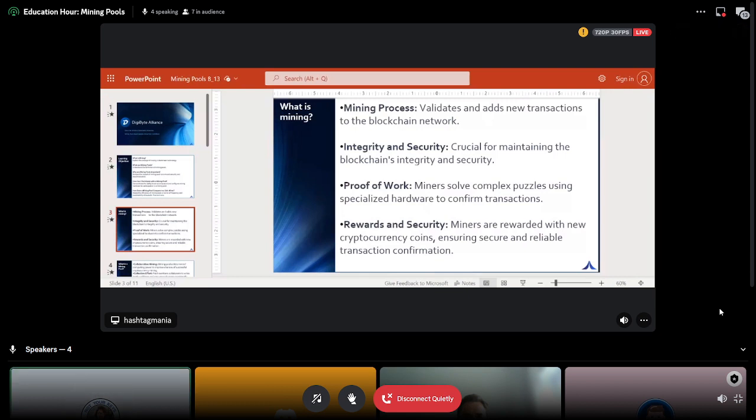So most of us know what mining is, but just at a high level, it's the process of validating new blocks, and this is specifically for proof of work blockchains. Why is that so important? It's the mechanism for maintaining the integrity and security of the blockchain, and there's a competitive nature to that. It's not the easiest thing to mine a block. You've got to put in that work, so it can't be easily compromised.